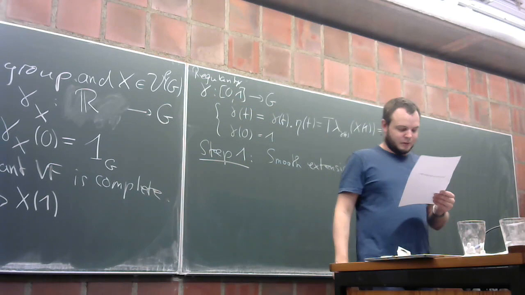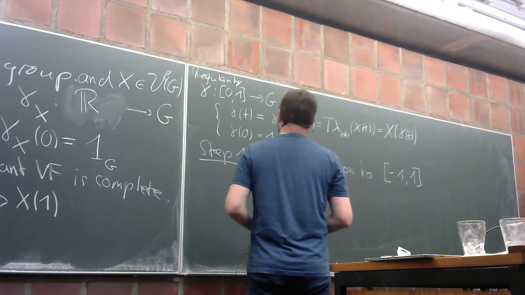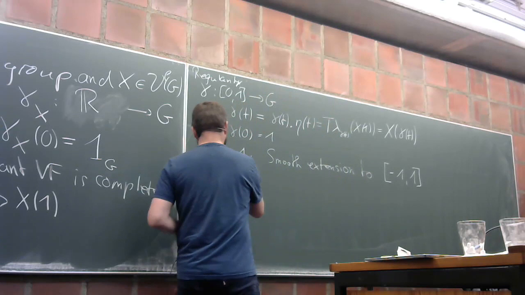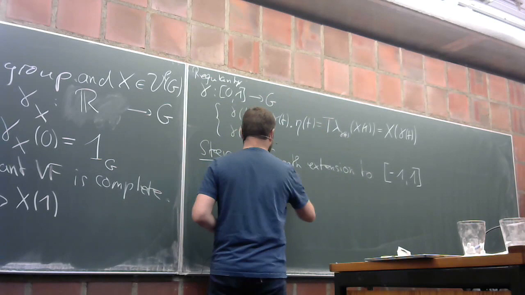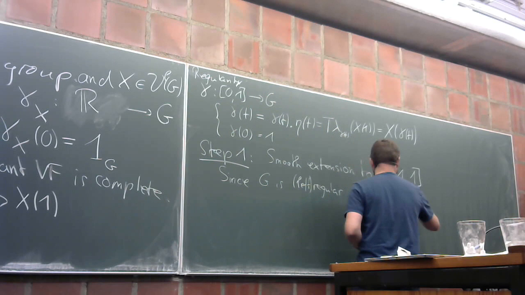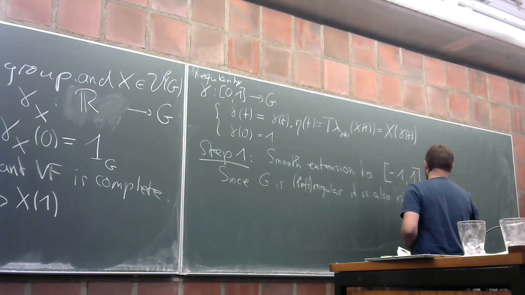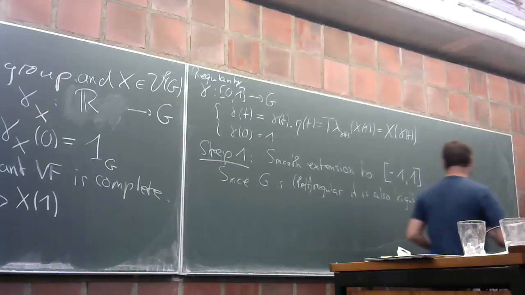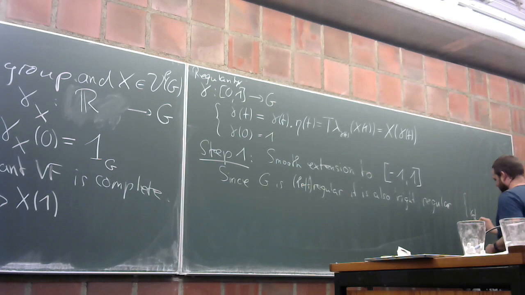Since G is also, right, this was what we had in this one remark. Right, regularity means I can solve the following differential equation. Let me put R here: gamma R of 0 is the identity element, and the derivative of gamma R at t is eta of t.